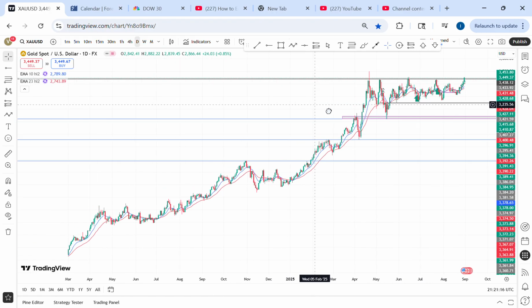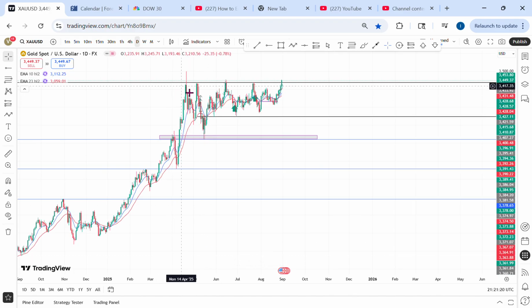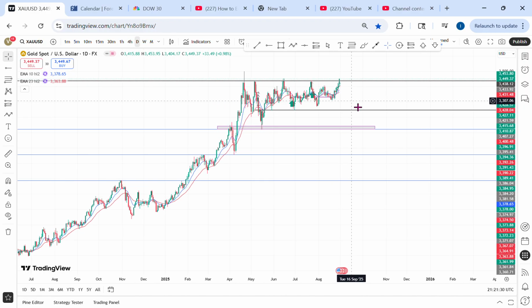What we are looking out for is for price to take out this all-time high. We are already at an all-time high on gold. You can see we have the first touch on resistance, second touch, third touch, fourth, and this is the fifth touch on the daily time frame on gold. Gold is going to break this all-time high, retest it, then we'll keep buying gold.